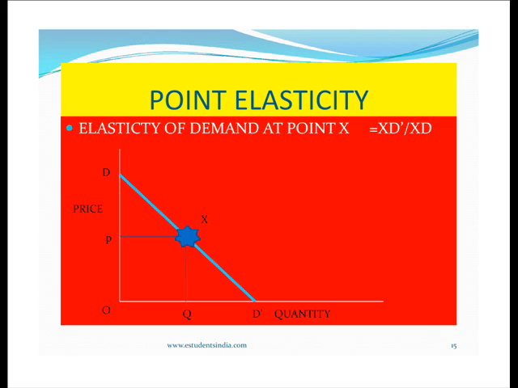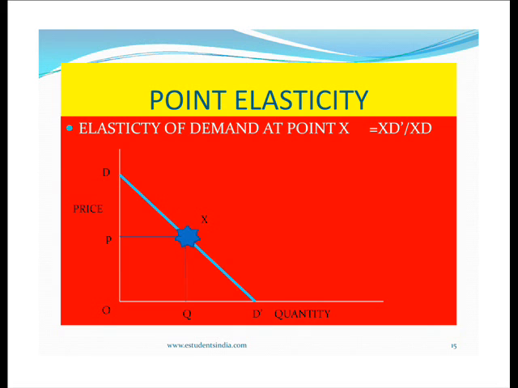In the point elasticity method, we measure elasticity at a given point on the demand curve. Elasticity of demand at point X, where X is a point on the demand curve D dash, is equal to XD dash divided by XD. Lower segment divided by upper segment. How will you get it?